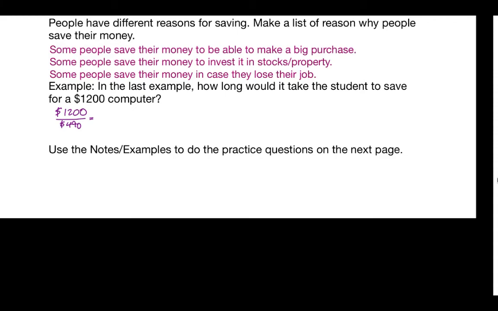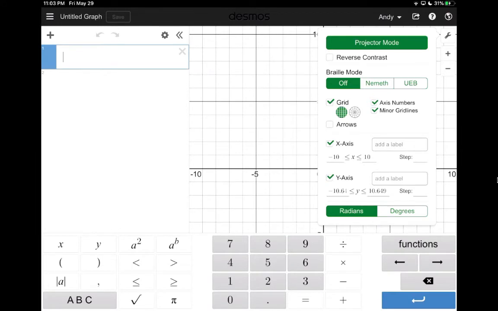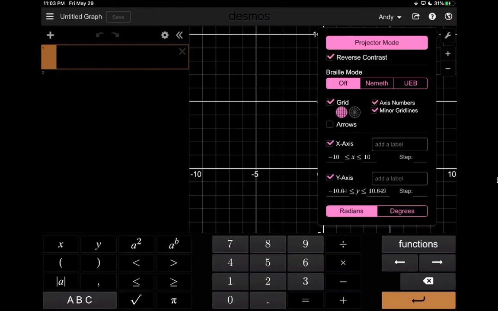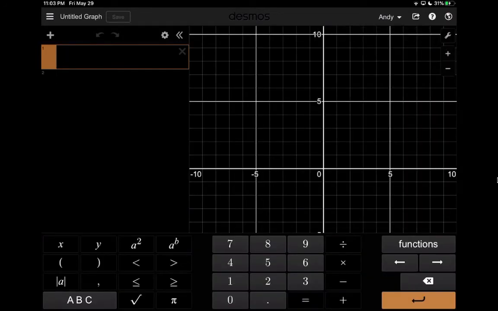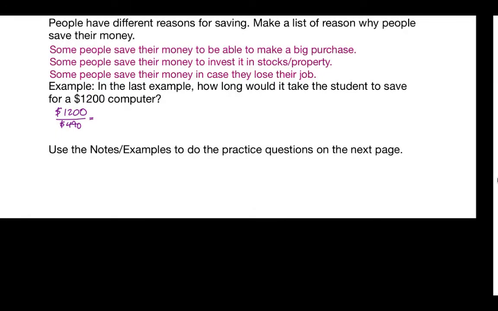So I'm just going to switch to the Desmos graphing calculator, do a quick calculation here. And you know me, I like projector mode and reverse contrast. Makes me feel like Lego Batman. Anyways, maybe not. What were the numbers again? We had 1200 divided by 490.